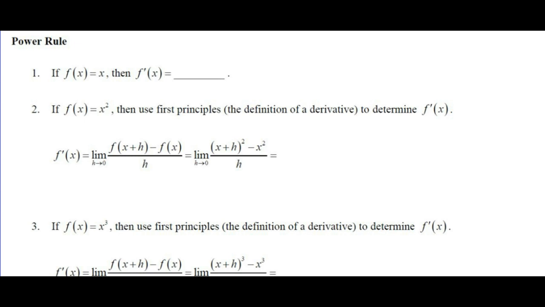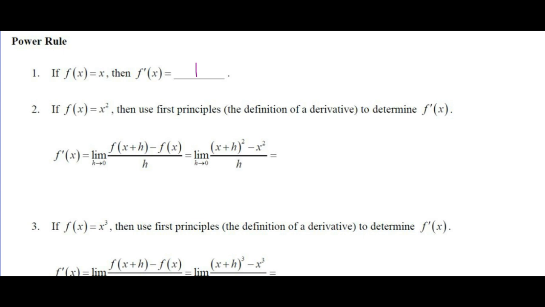The power rule. If f of x equals x, then what's f prime of x? So if you've got the line y equals x, what's its slope? 1. If f of x is x squared, then use first principles. So first principles, that's f prime of x is the limit as h approaches 0 of f of x plus h minus f of x over h. Now our function is square the thing, right?